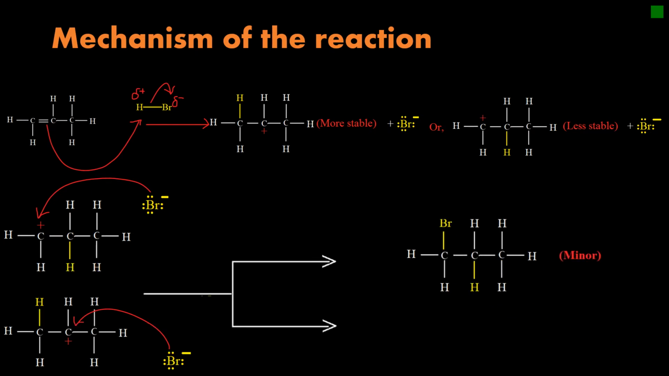One is 1-bromopropane, another is 2-bromopropane. So which one is the major? It will be the one which came from the most stable carbocation. So it will be 2-bromopropane.